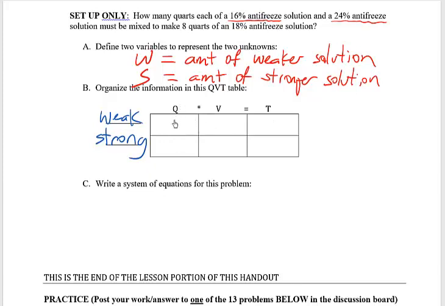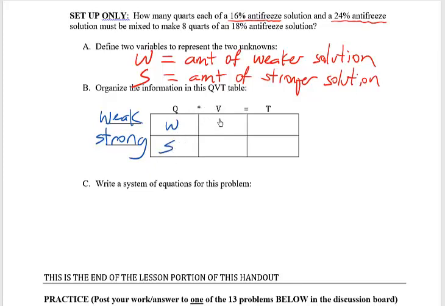Remember, in a mixture problem, the Q stands for the total liquid. How much total liquid do you have of the weak? Well, that's what I don't know. That's what I'm trying to figure out. I have a name for it. We called it W. How much total liquid do I have for the strong? I don't know. We're calling that S.